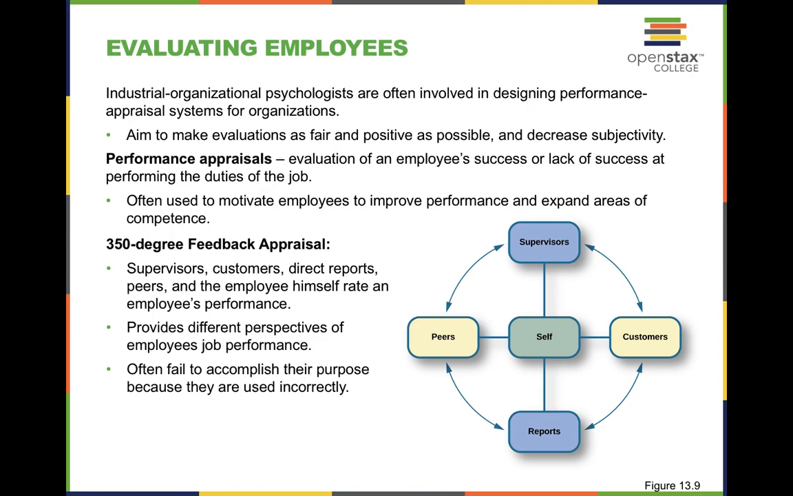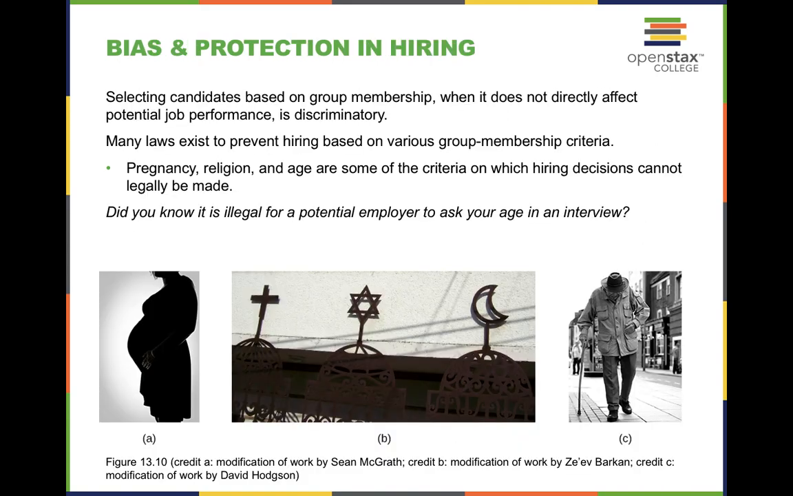So let's look at the 360-degree feedback appraisal. Firstly, supervisors, customers, direct reports, peers, and the employee himself rate employees' performance. Secondly, it provides different perspectives of employees' job performance. And thirdly, they often fail to accomplish their purpose because they are used incorrectly. So that's one of the difficulties with this 360-degree feedback appraisal.